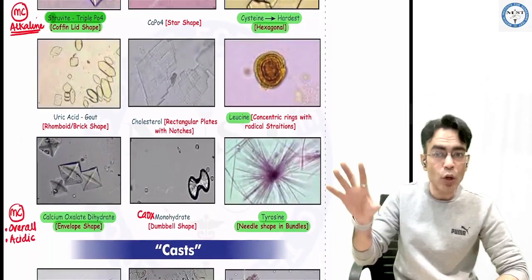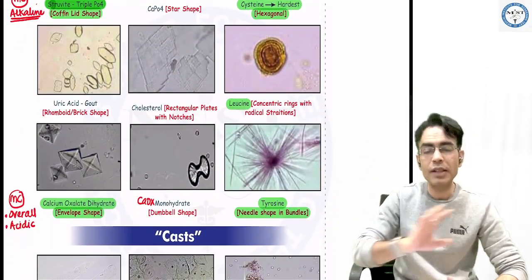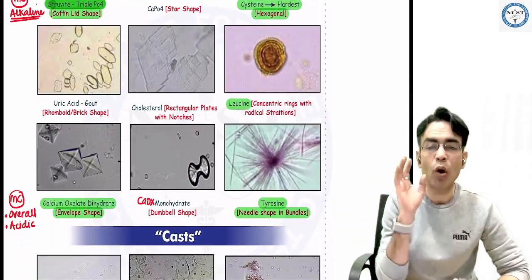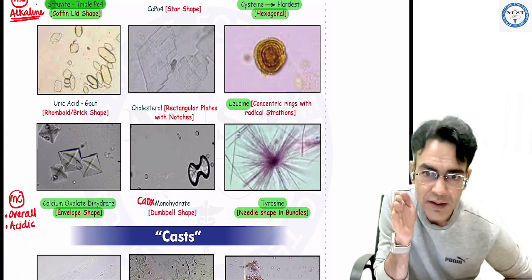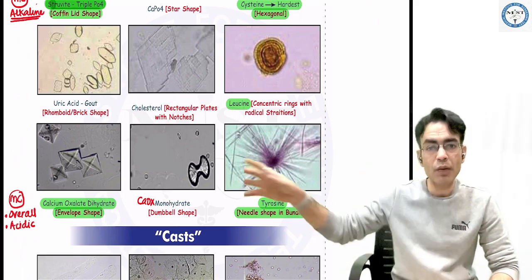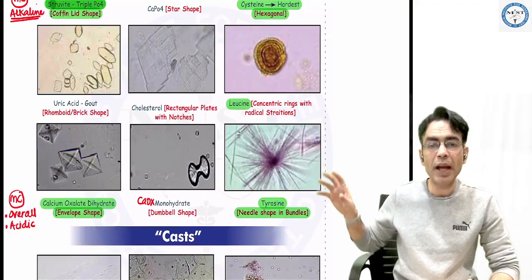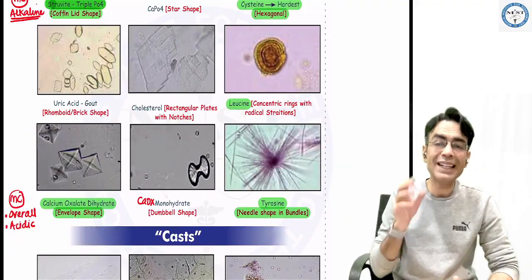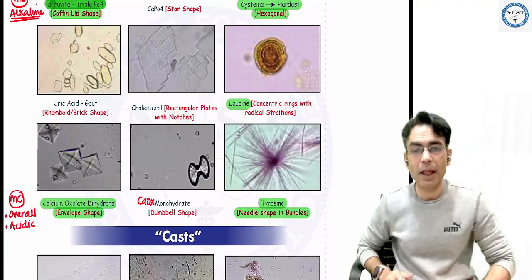Then you have the most common overall crystal. It is the most common overall. It is the most common acidic. That is your calcium oxalate dihydrate. This is envelope shape. And then calcium oxalate monohydrate also is there, which is rhomboid shaped, dumbbell shape. And tyrosine crystals, they are needle shape in bundles actually.